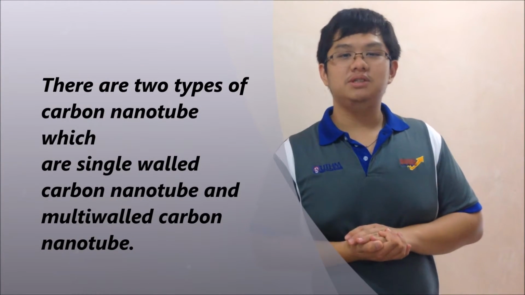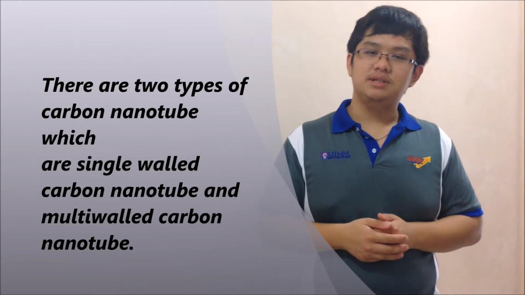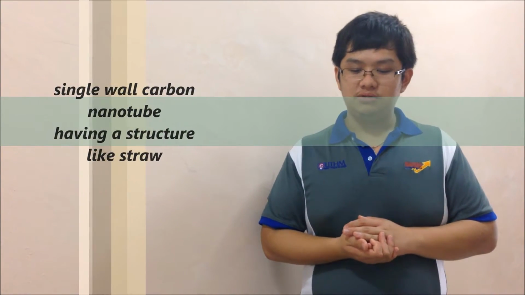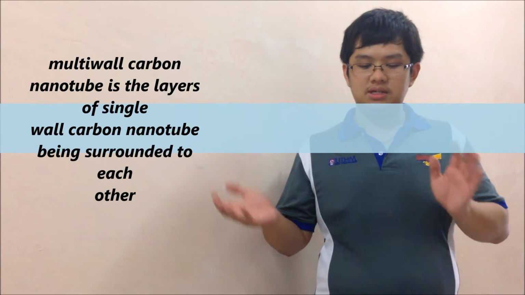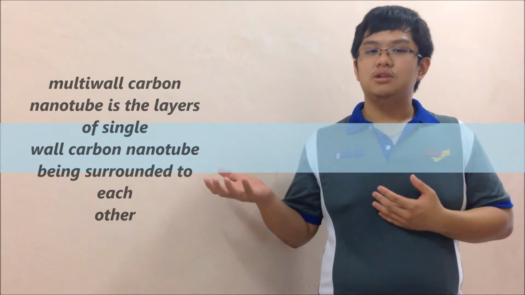Okay, as we have discussed earlier about carbon nanotubes, there are two distinct types of carbon nanotube, which are the single-wall carbon nanotube and the multi-wall carbon nanotube. The single-wall carbon nanotube has a structure like a straw, whereas the multi-wall carbon nanotube is actually multiple single carbon nanotubes surrounding each other, causing it to be a multi-wall carbon nanotube. So, the important part of this is the mechanical property.